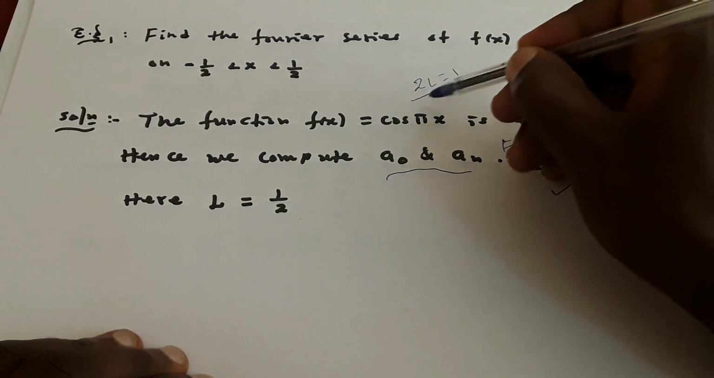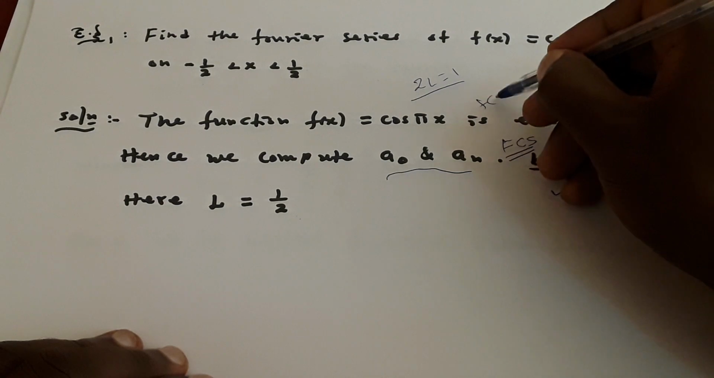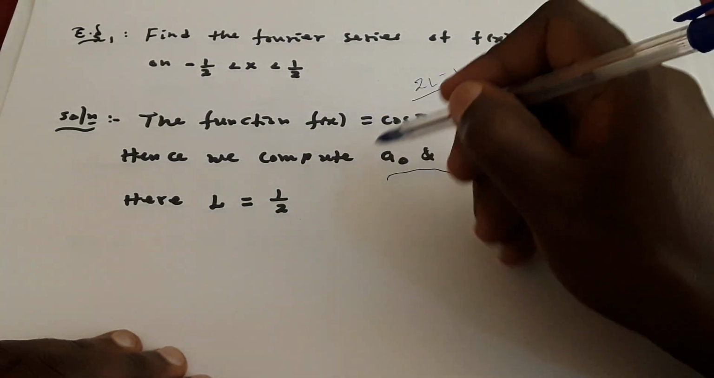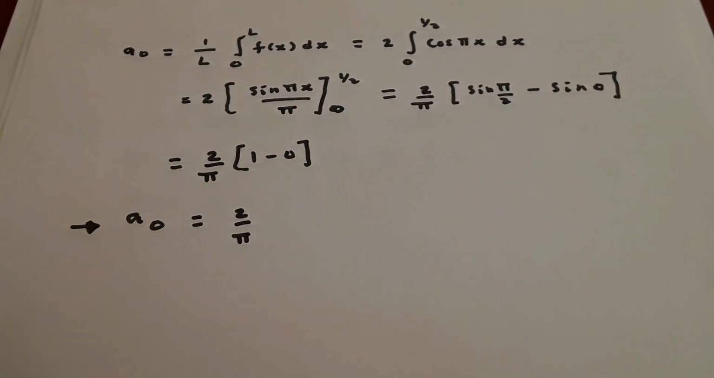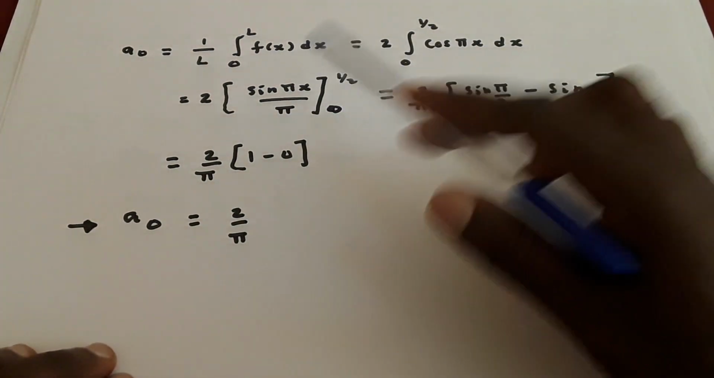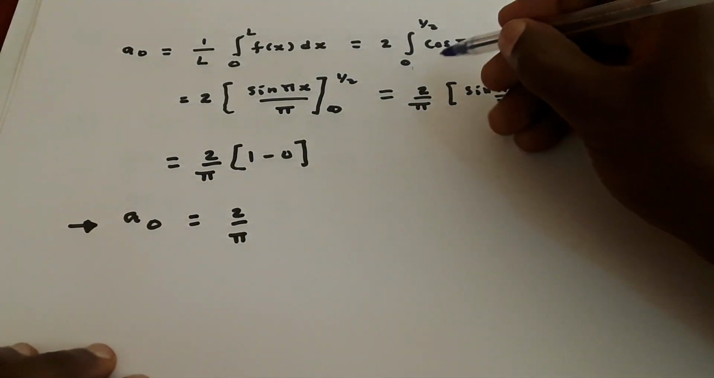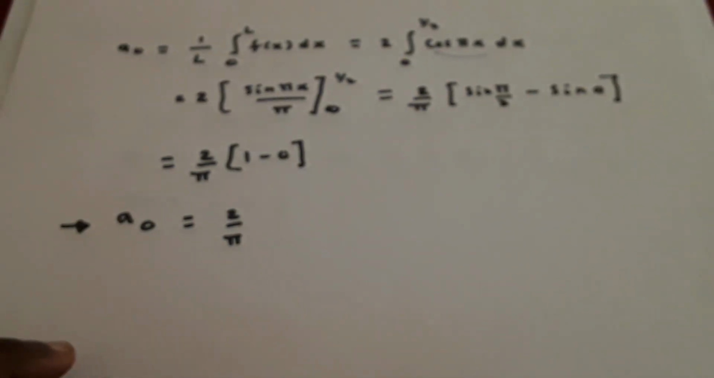That's the period. In every 1 unit, the function duplicates itself, so f of x plus 1 equals f of x. The function is even here, so we compute a0 and an with the help of the new formula. a0 is 1 over L, integral from 0 to L of f of x dx. The function is cos pi x, so from 0 to half of cos pi x, integrating via the substitution technique.